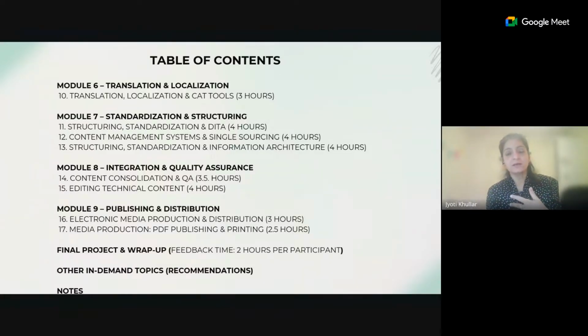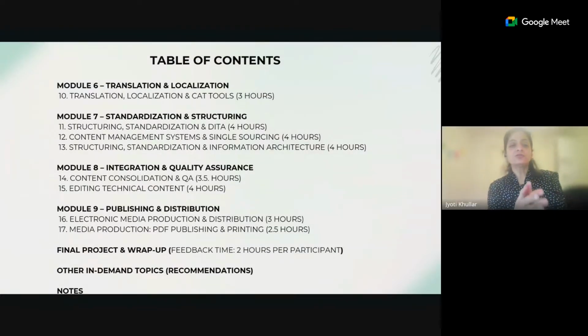That will be a larger part. Okay. Then you have standardization and structuring. How do we use single sourcing? How do we standardize our content through data? I think that part some of you, I think Jairam has already done, and will be able to help us out as well with that.